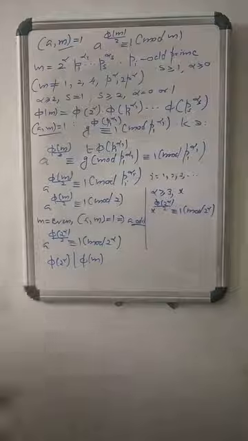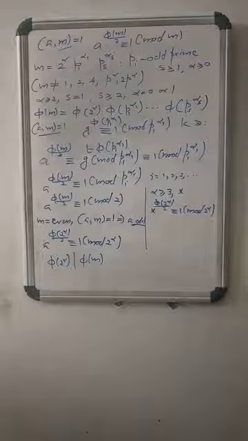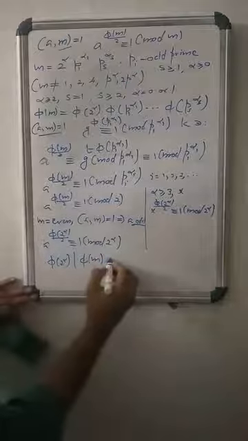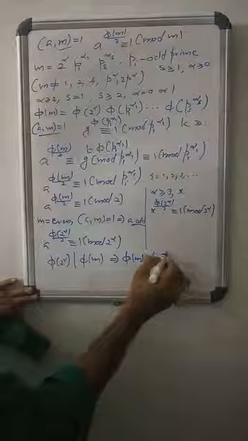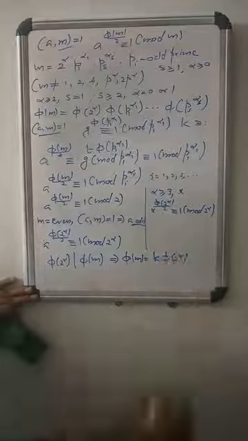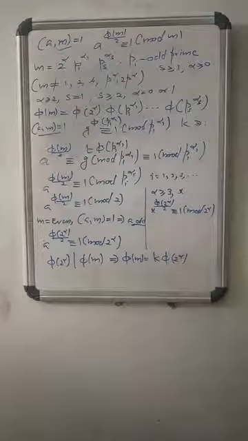Phi of m is a multiple of this phi of 2 power alpha. So phi of 2 power alpha divides phi of m. Phi of 2 power alpha divides phi of m means what is phi of m? Phi of m is some k into phi of 2 power alpha.